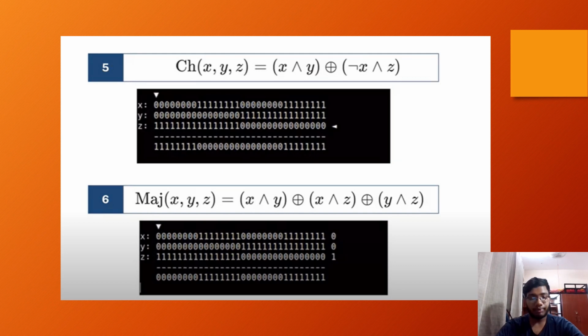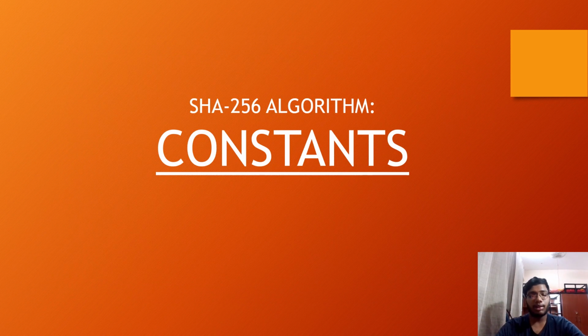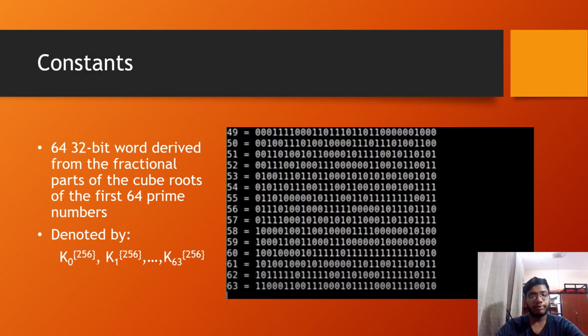Now, we will discuss the constants that are used in the SHA-256 algorithm. SHA-256 uses a sequence of 64 constant 32-bit words denoted by K sub 0 to K sub 63. So where do the values of all of these constants come from? We take the first 32 bits of the fractional parts of the cube roots of the first 64 prime numbers. The fractional parts of the cube roots of prime numbers give random-looking bits, which makes them a good source for constants that can mix up the message being hashed.